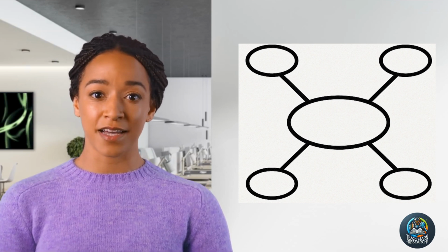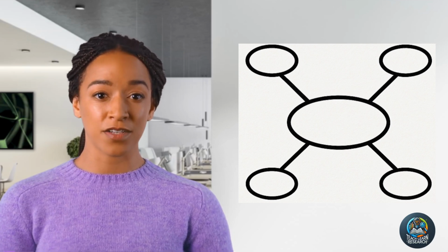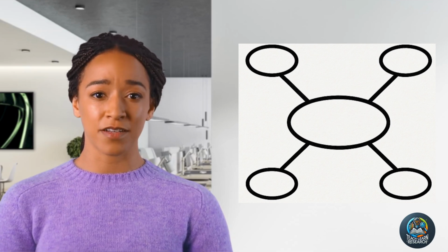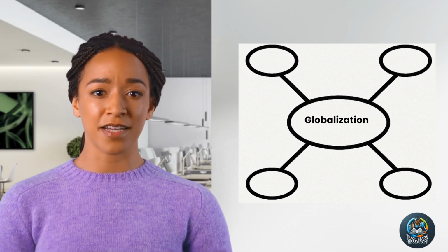Write the central idea or main idea in the center of the map. Use precise academic language and add an image if possible. For example, if the topic is globalization, then write globalization in the center.